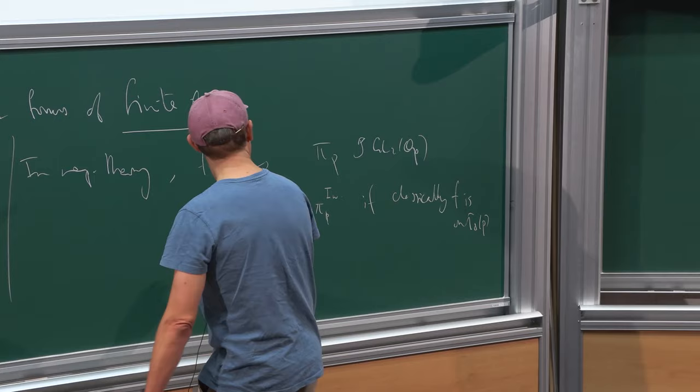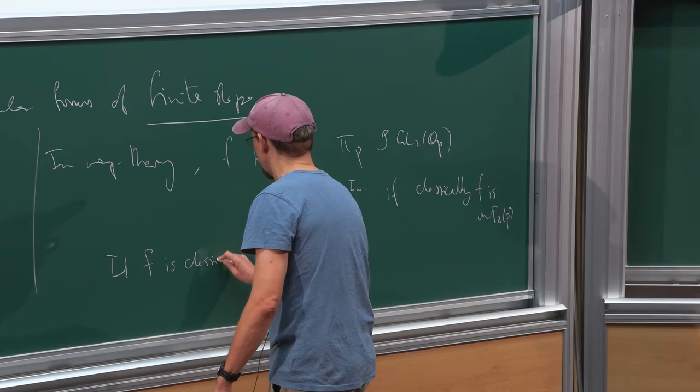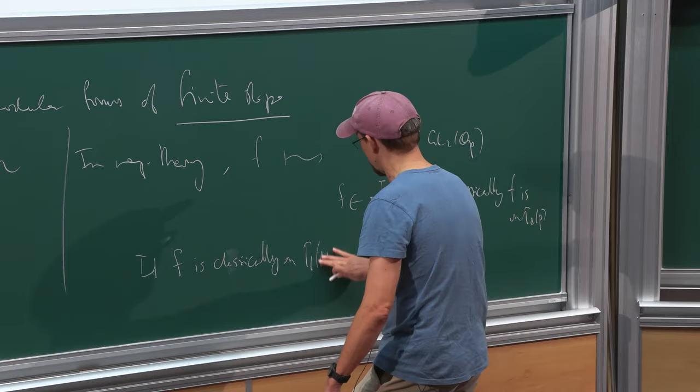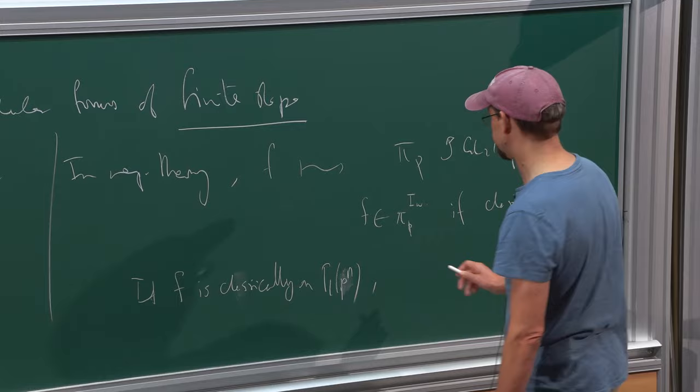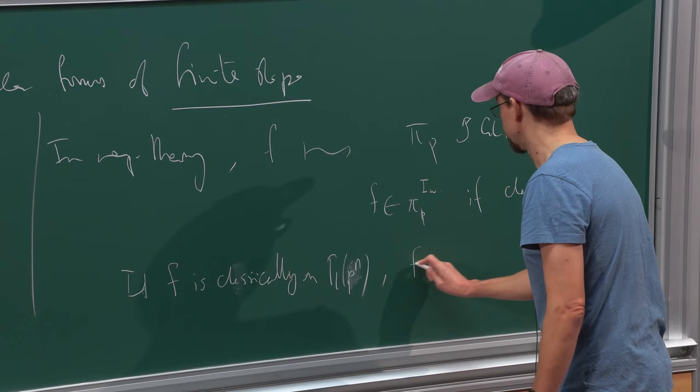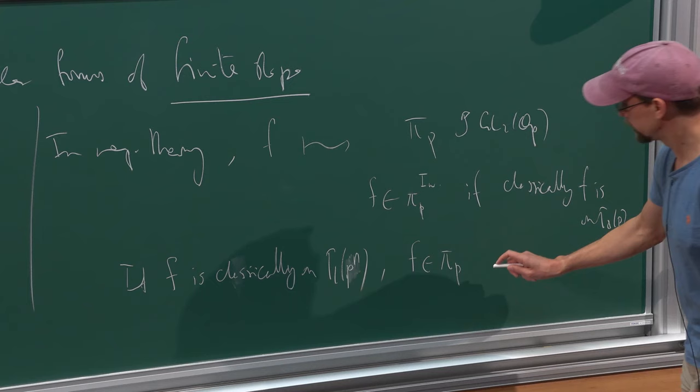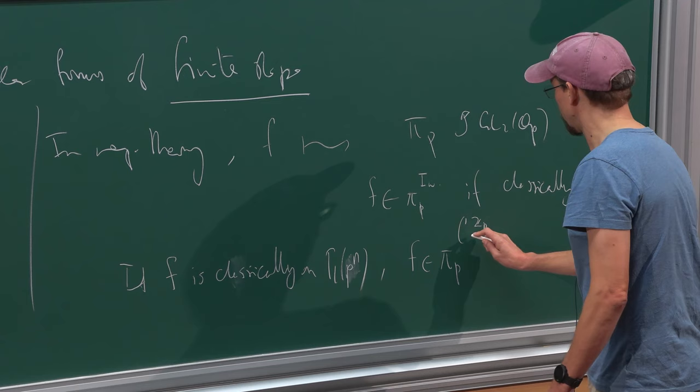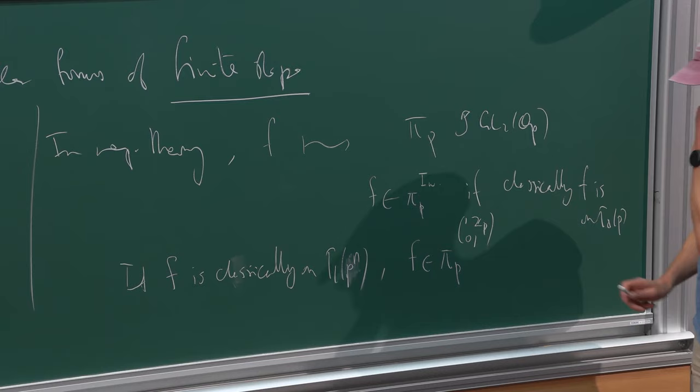But if F is classically on gamma 1 P to the N, then F is some vector in this pi P, and it will be fixed by this subgroup, just because gamma 1 P to the N consists of upper triangular matrices.